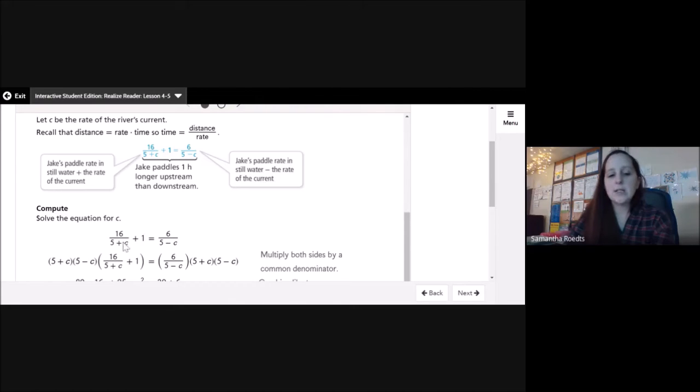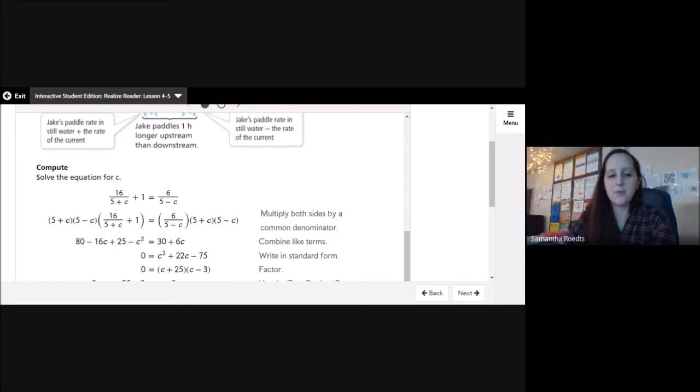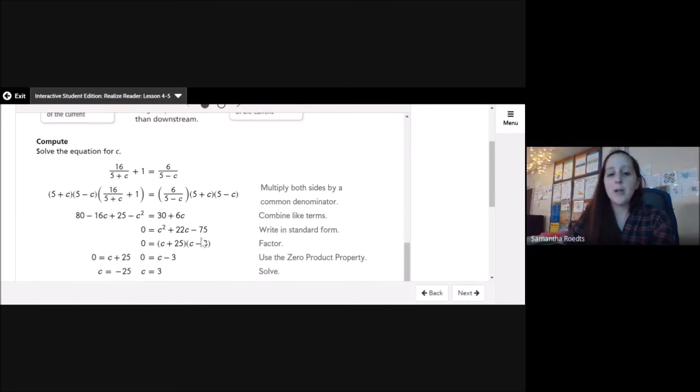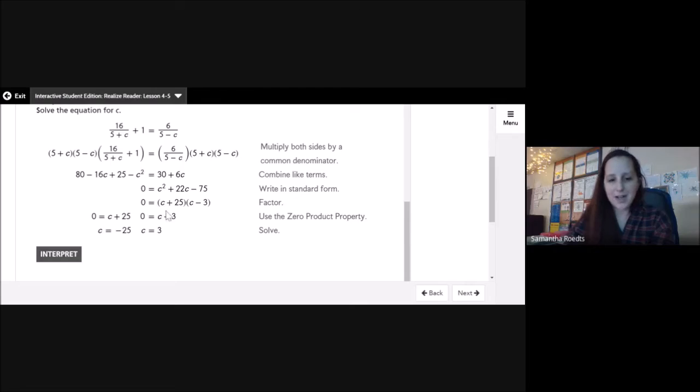I solved the equation for C, so 16 over 5 plus C plus 1 equals 6 over 5 minus C. So I'm multiplying both sides by 5 plus C times 5 minus C, which gives me 16 plus 5 plus C times 5 minus C equals 6 times 5 plus C. So when I multiply all that out, I get 80 minus 16C plus 25 minus C squared equals 30 plus 6C. I combine all my like terms, so I get C squared plus 22C minus 75. I factor, I get C plus 25 times C minus 3. I solve for both, so I get C equals negative 25 and C equals 3.